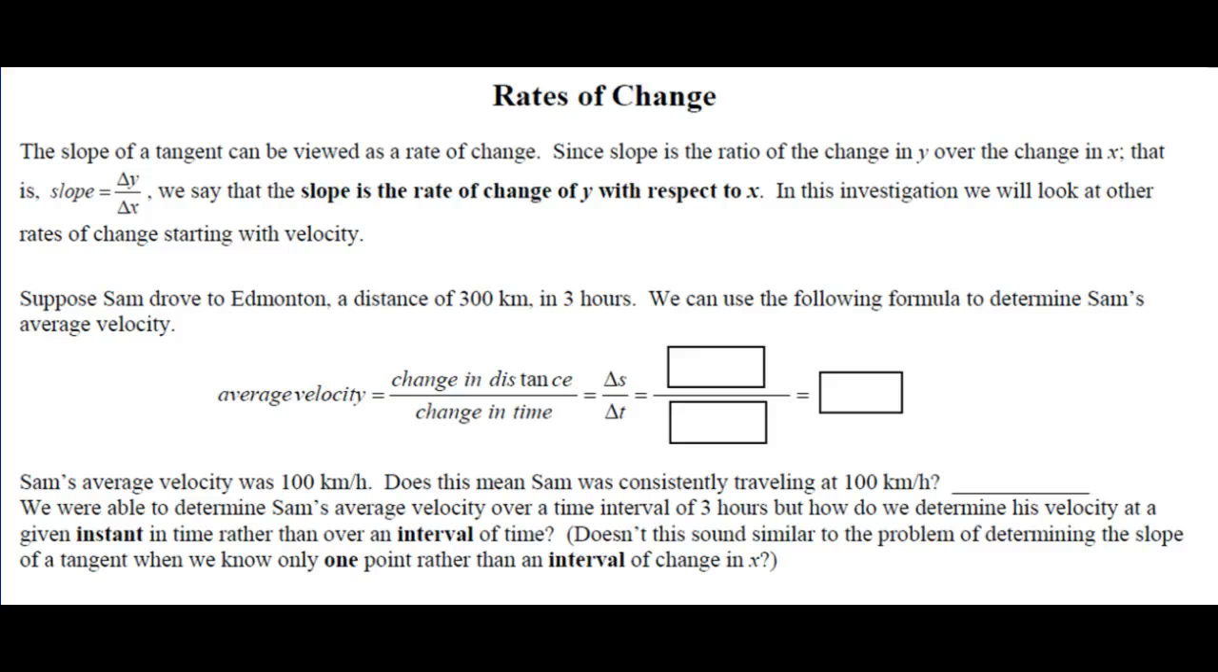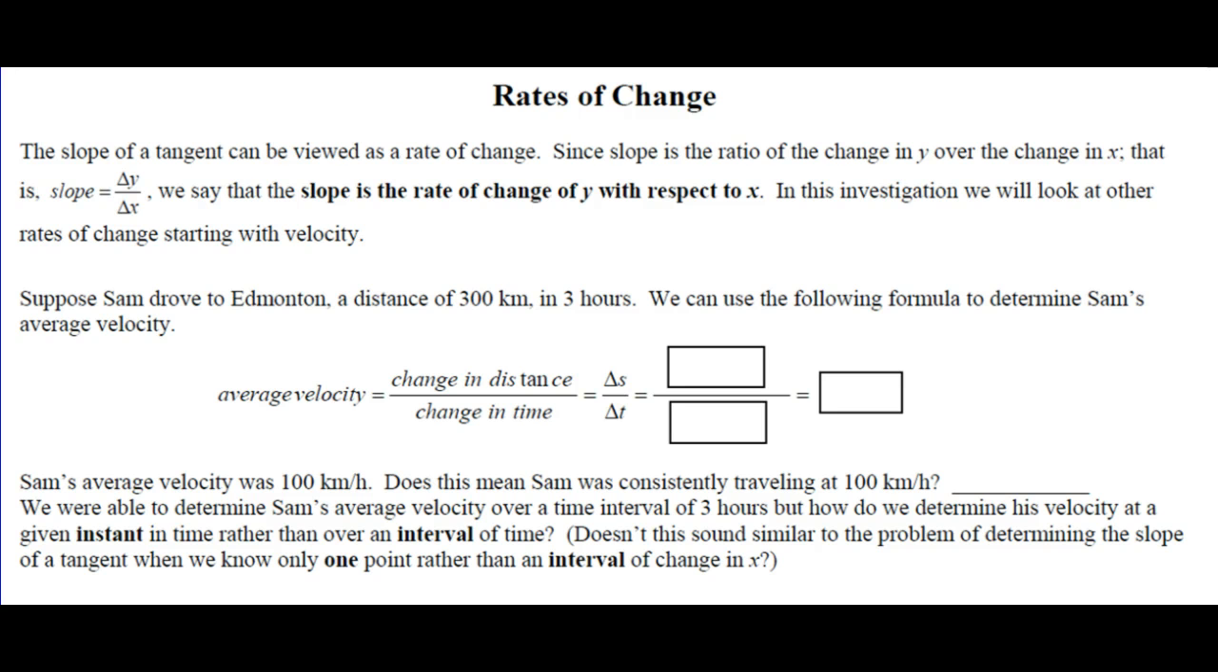The slope of a tangent can be viewed as a rate of change, since slope is the ratio of the change in y over the change in x. That is, slope is delta y over delta x. We say that slope is the rate of change. In this investigation, we will look at other rates of change, starting with velocity.